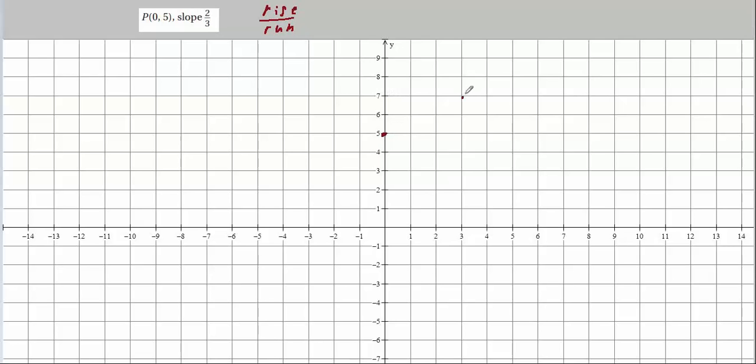Now we want to draw that line. What we can do is, wow, it's the straightest line I ever drew freehand. Draw a line through the 2 points with the appropriate slope, which, as I say, we figured out by going 2 up, 3 across. See? Very easy.